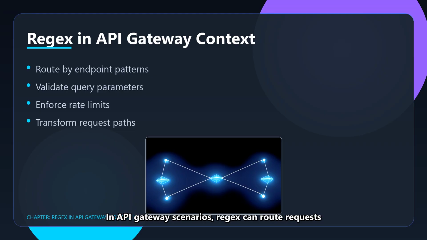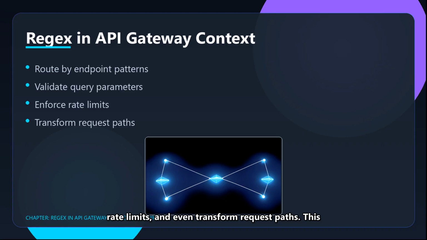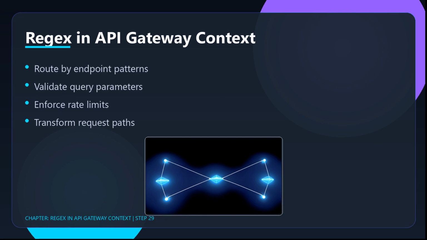In API gateway scenarios, Regex can route requests based on endpoint patterns, validate query parameters, enforce rate limits, and even transform request paths. This makes Apache a powerful front-end for microservices.